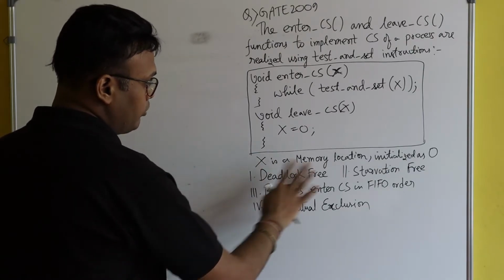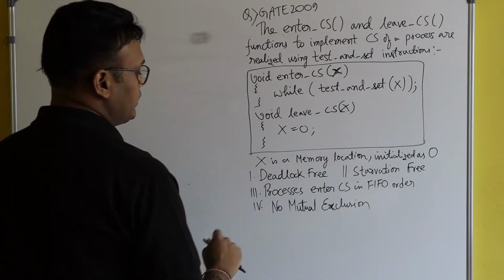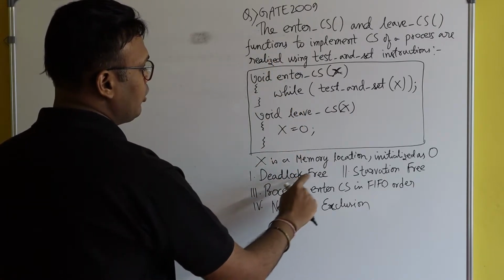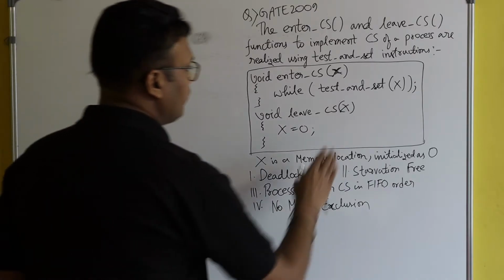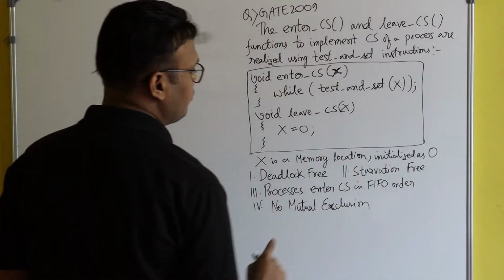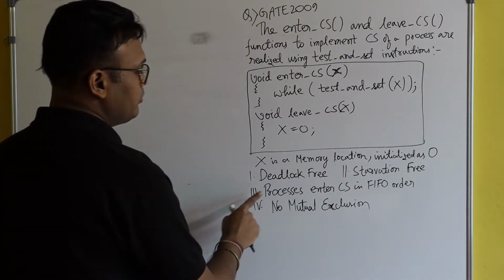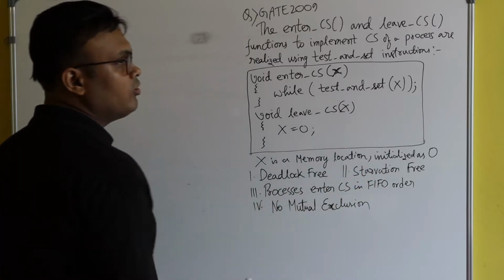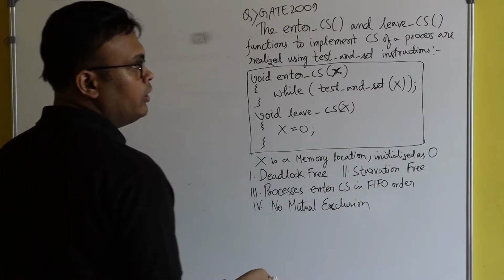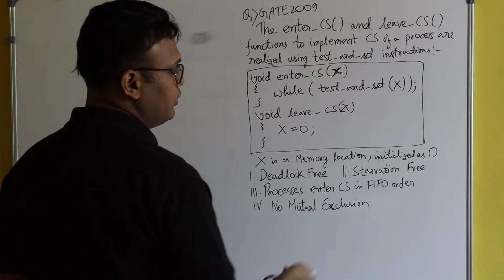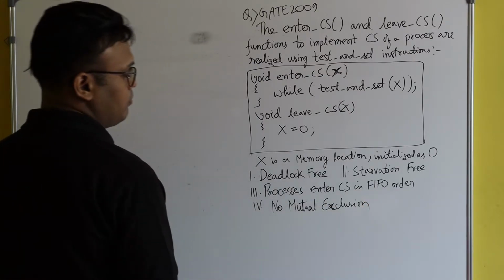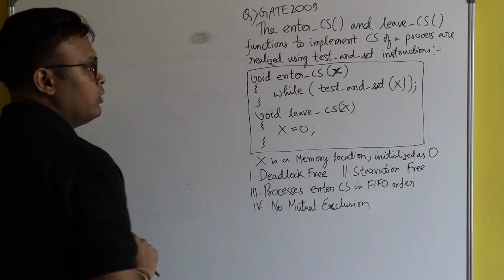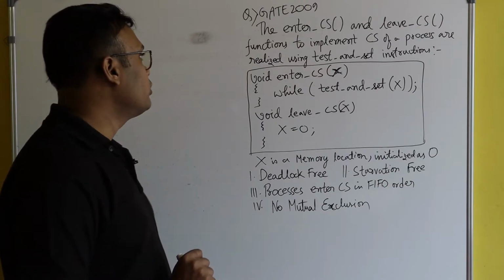We have to select the correct options. The first option is that this solution is a deadlock free solution. The second is that this solution is a starvation free solution. The third statement is that processes enter a critical section in FIFO order. FIFO means first in, first out order. If you have studied about the queue, then you will understand this. And the fourth statement is that no mutual exclusion is there. So let's solve this question.